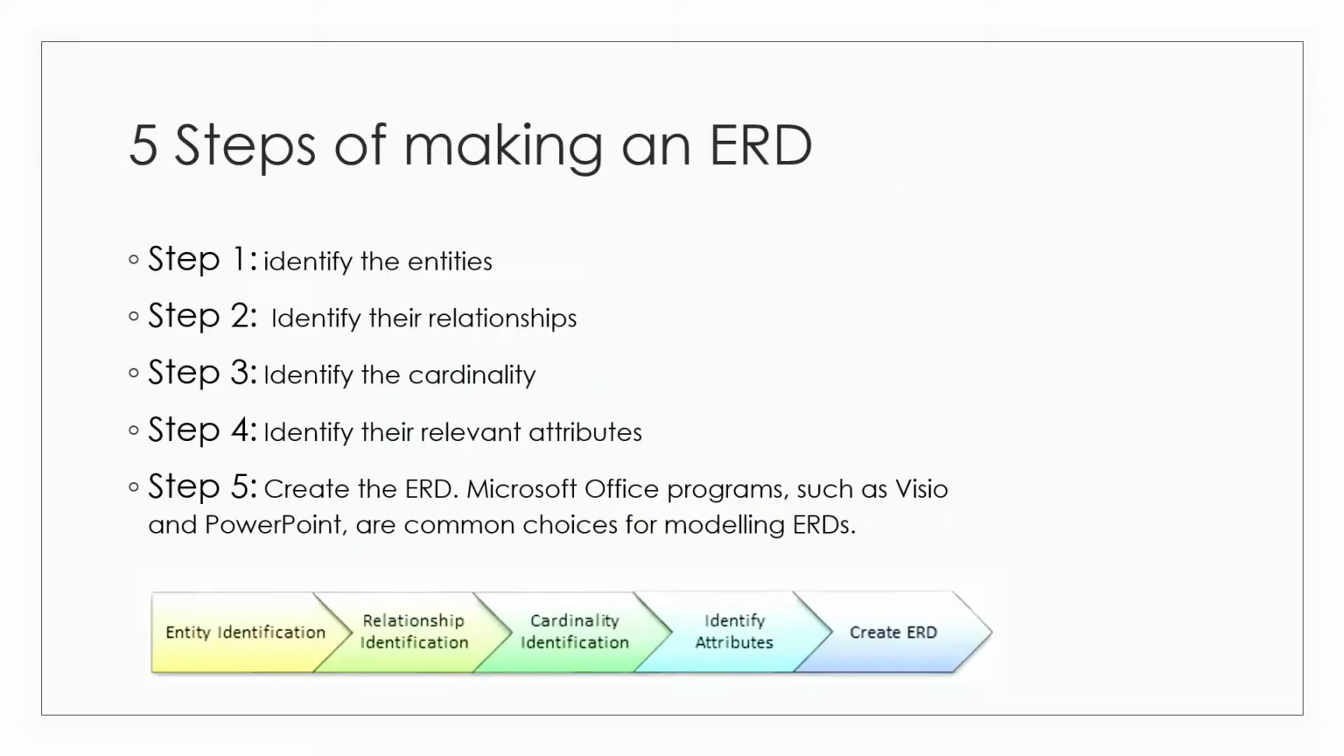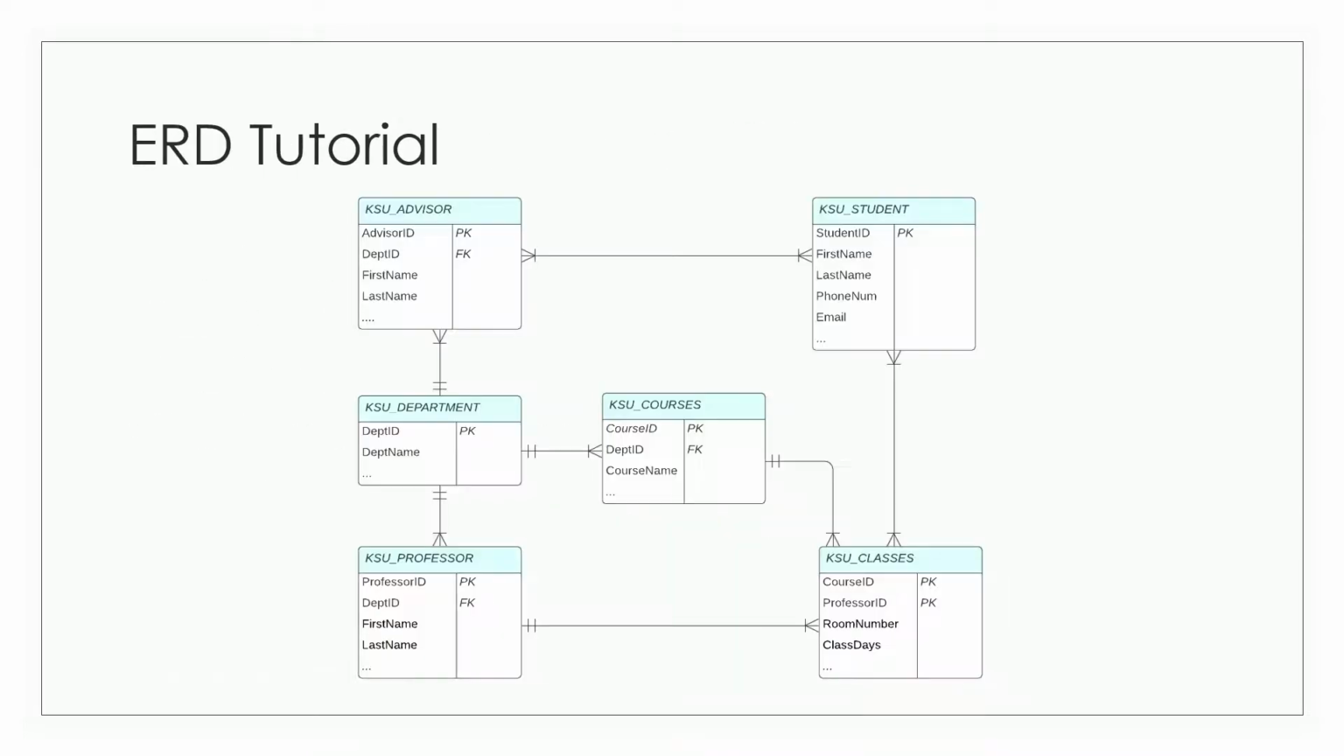Next, now that we have identified these entities, let's identify the relationships. So, a KSU student is advised by an advisor. There's a clear relationship. That advisor is part of a KSU department.